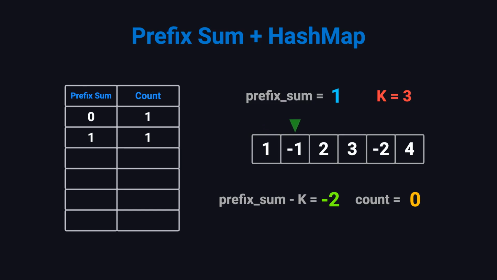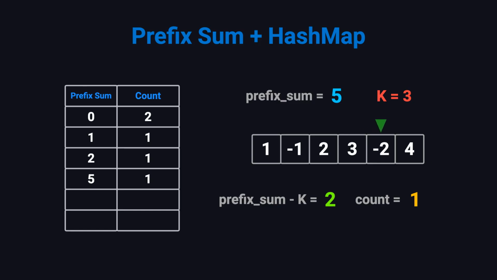Then we add -1, and the prefix sum becomes 0 again. 0 minus 3 is -3, not in the map, so the count stays 0, and we record that 0 now appears twice. Next we add 2, the prefix sum is 2, and 2 minus 3 is -1, not in the map, so we record 2 once. Then we add 3, and the prefix sum becomes 5. 5 minus 3 is 2, and 2 is in the HashMap once, so we found 1 valid subarray, and the count becomes 1. Record that 5 appears once.